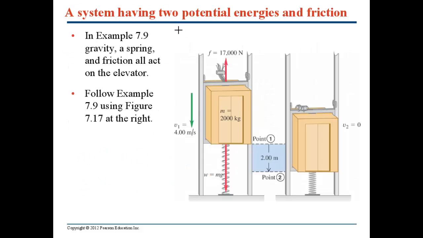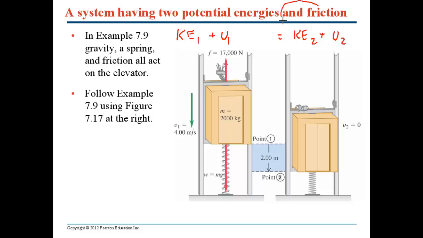If we have a system that has two potential energies and friction, we can no longer write that the kinetic energy plus the potential energy at point 1 is going to be equal to the kinetic energy plus the potential energy at point 2, where here these potential energies are due to both springs as well as gravity.